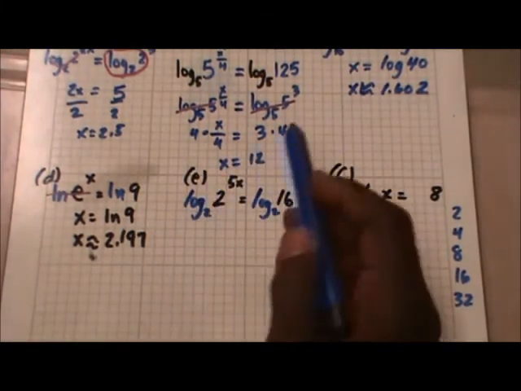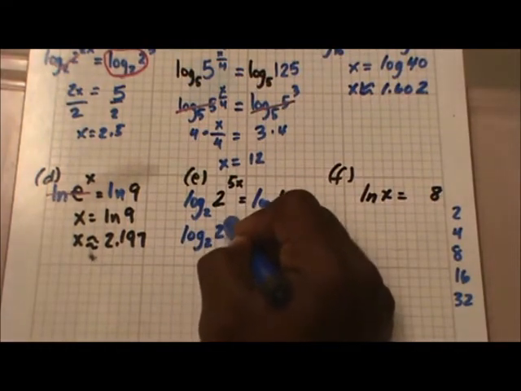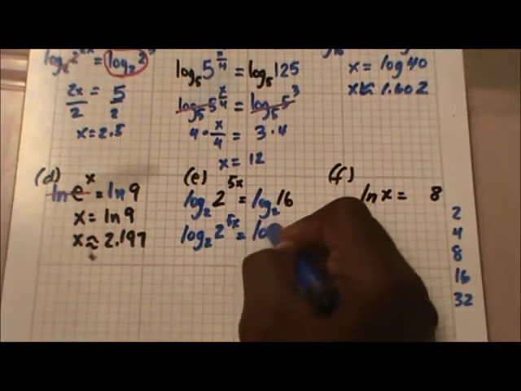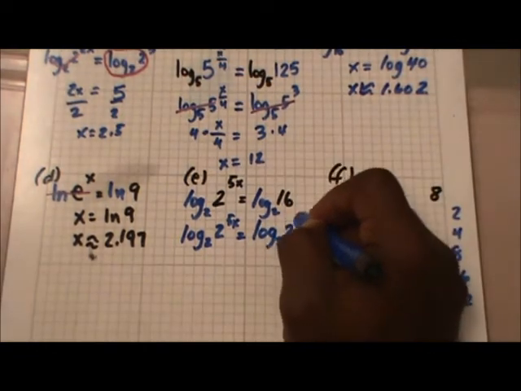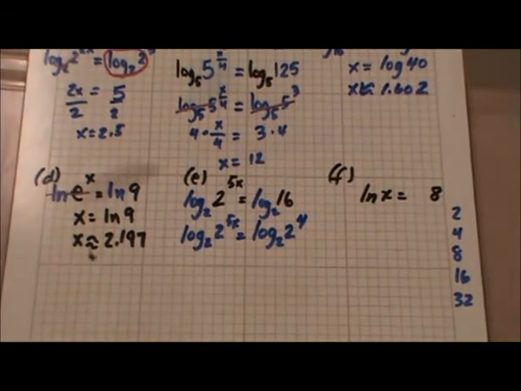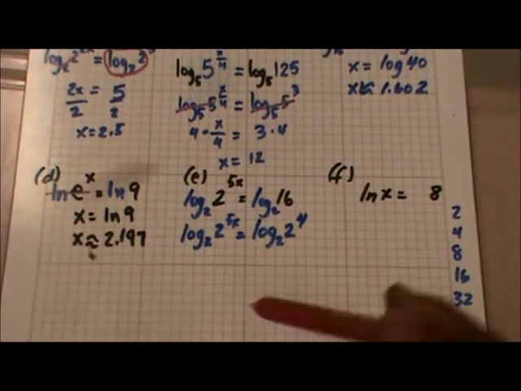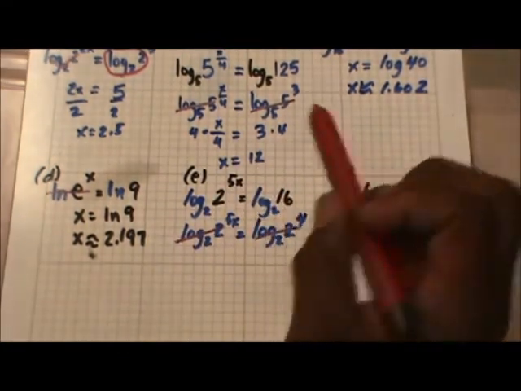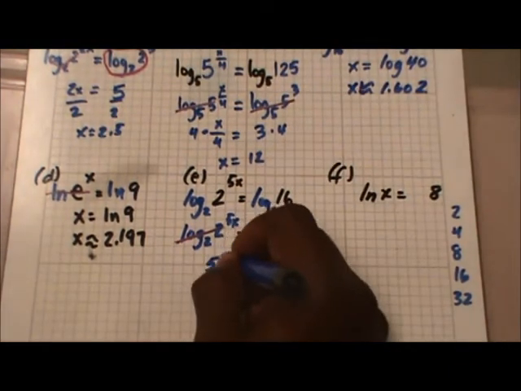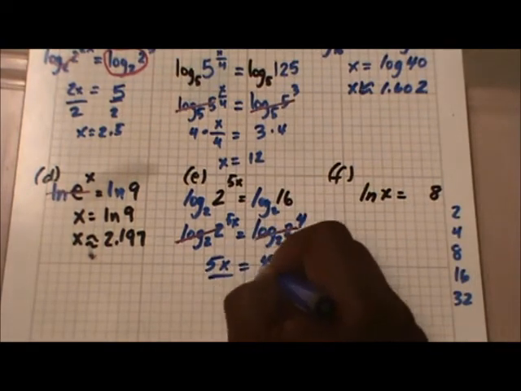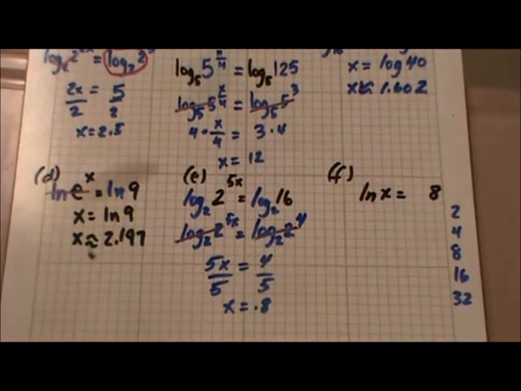Let's write it out. Log base 2 of 2 to the 5x is equal to log base 2 of 16. What is 16? 1, 2, 3, 4, 2 to the 4th. Now that'll allow us to cancel. Canceling, we end up with 5x is equal to 4. Divide both sides by 5, and x is equal to 0.8 or 4/5.